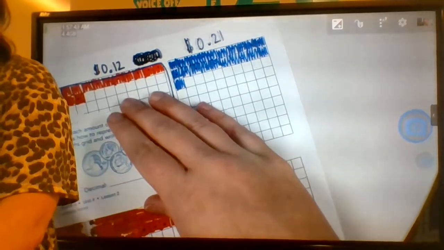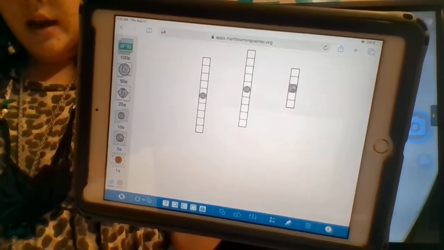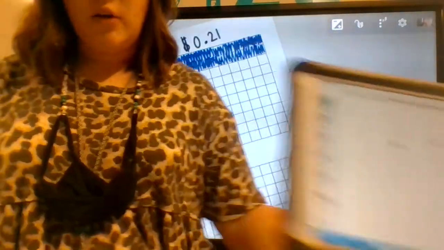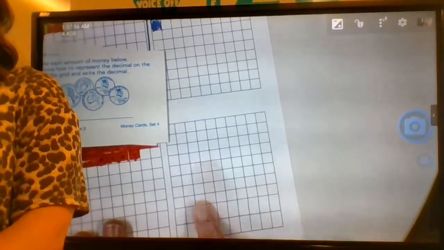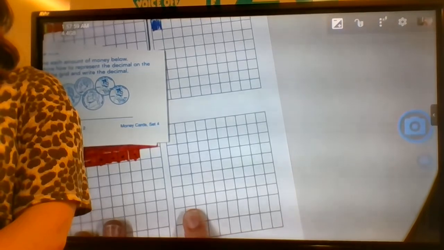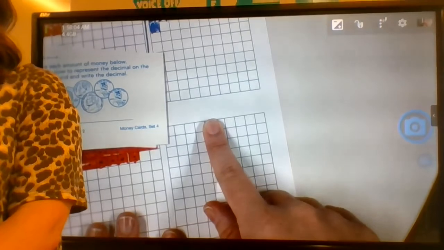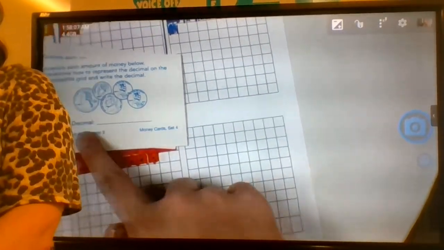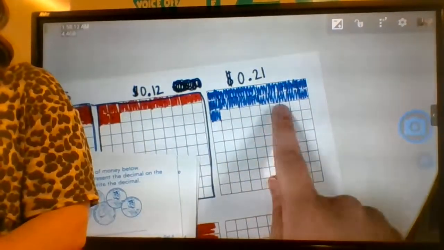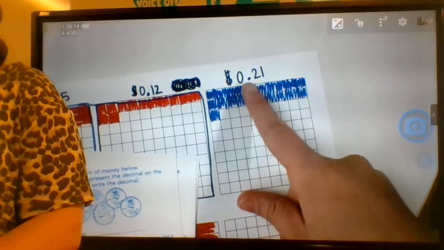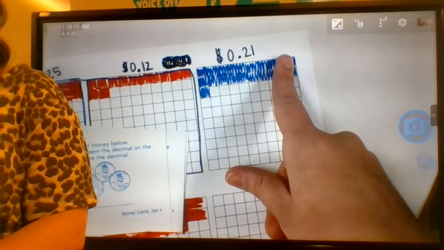So remember, if you don't remember how much each coin is worth, you're going to get on this app or this website that I have for you. You're going to pull your money out, you're going to count it all up, and you're going to color it on your hundredths grid. And then you're going to write above it the decimal form. So it's asking right here, decimal blank. So all you have to do, like we just did, is count all the squares up and say, oh, that's 21 cents. And that is how we represent 21 cents in a decimal.